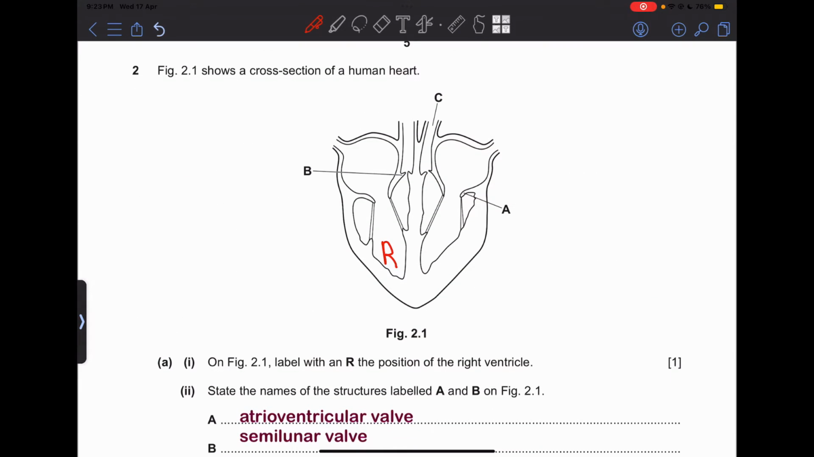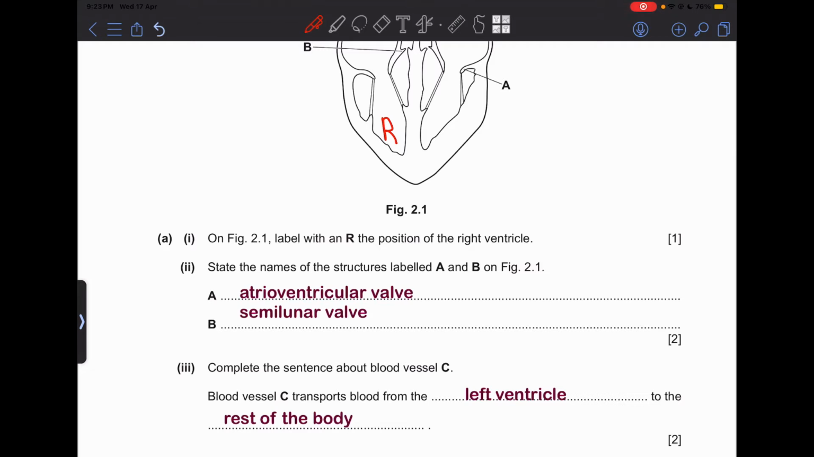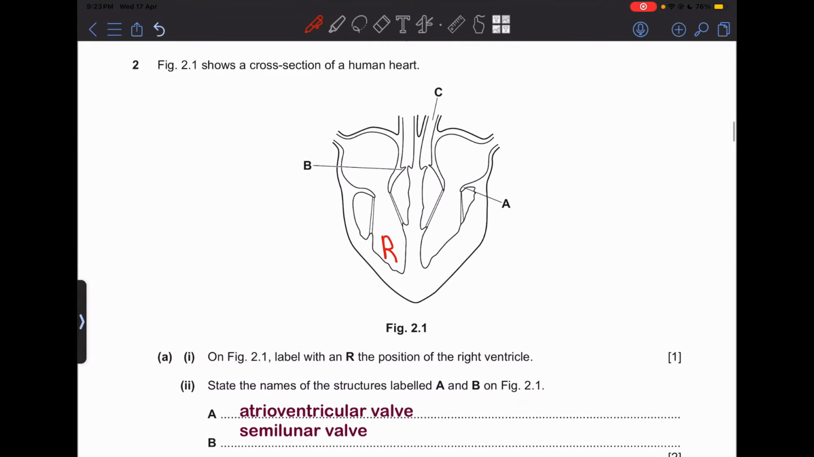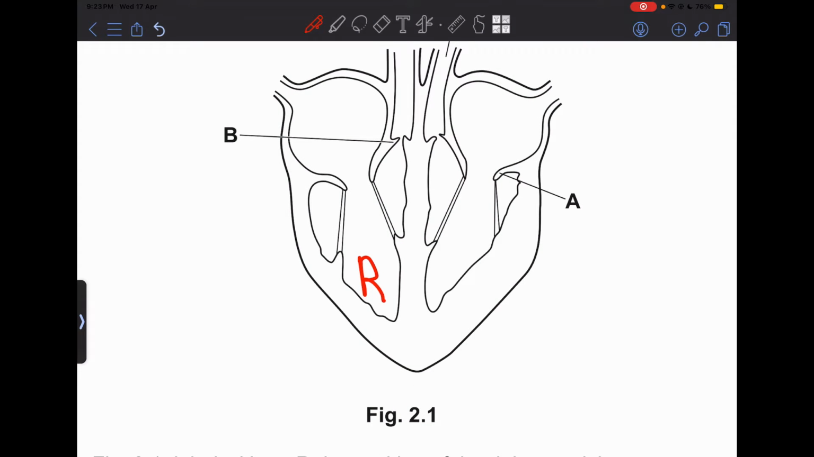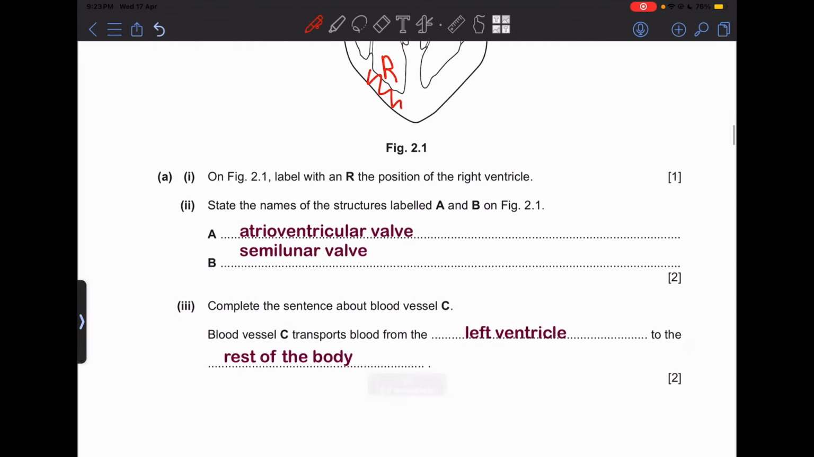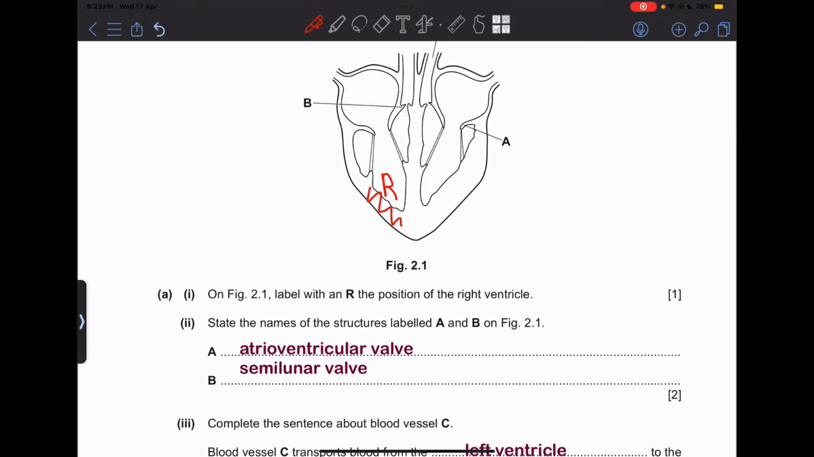2 says figure 2.1 shows a cross-section of a human heart. A1 says on figure 2.1 label with an R the position of the right ventricle. So over here I've drawn it down over here. This is the right ventricle, and this part is the ventricle. State the names of the structures labeled A and B on figure 2.1. So A over here, this is the atrioventricular valve, which controls the blood entering to the ventricle, and the semilunar valve over here in this area.